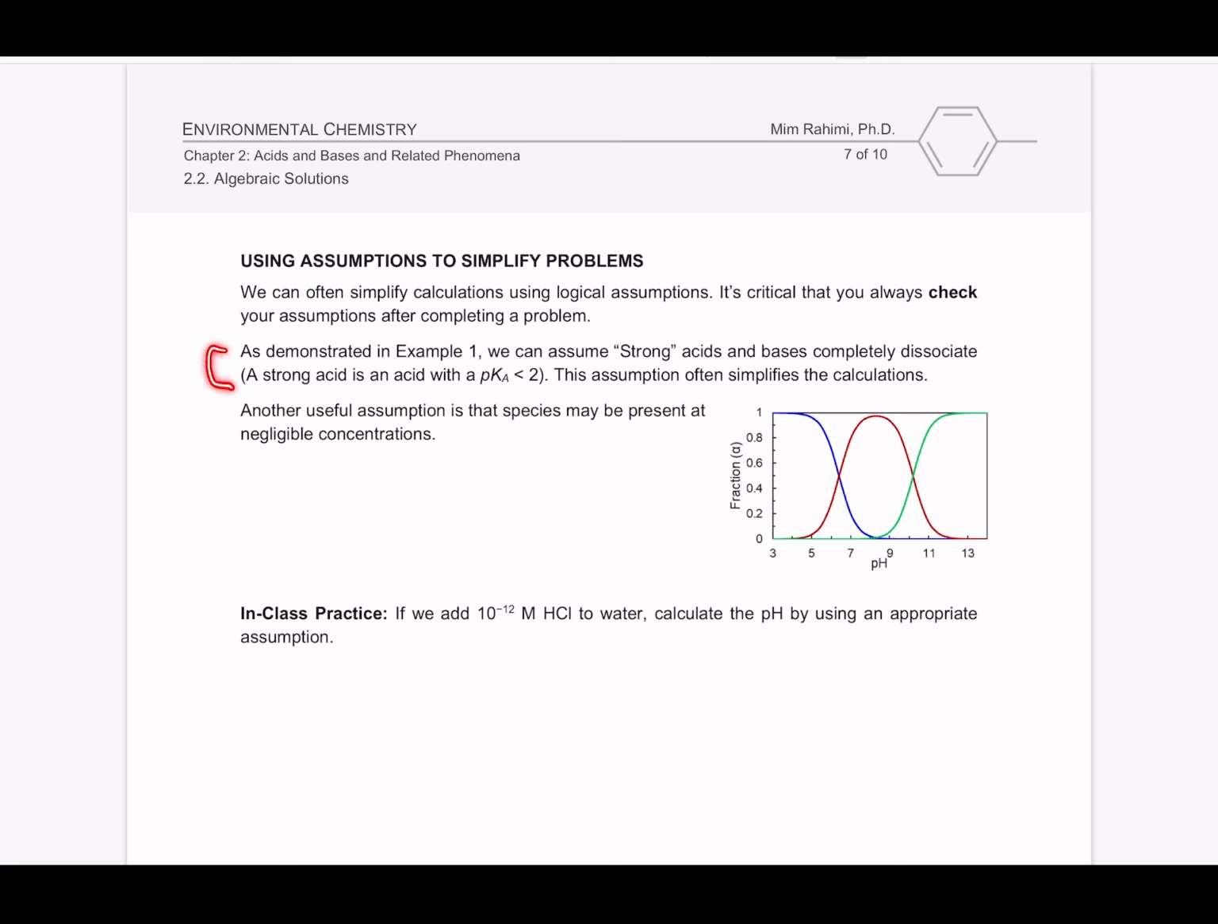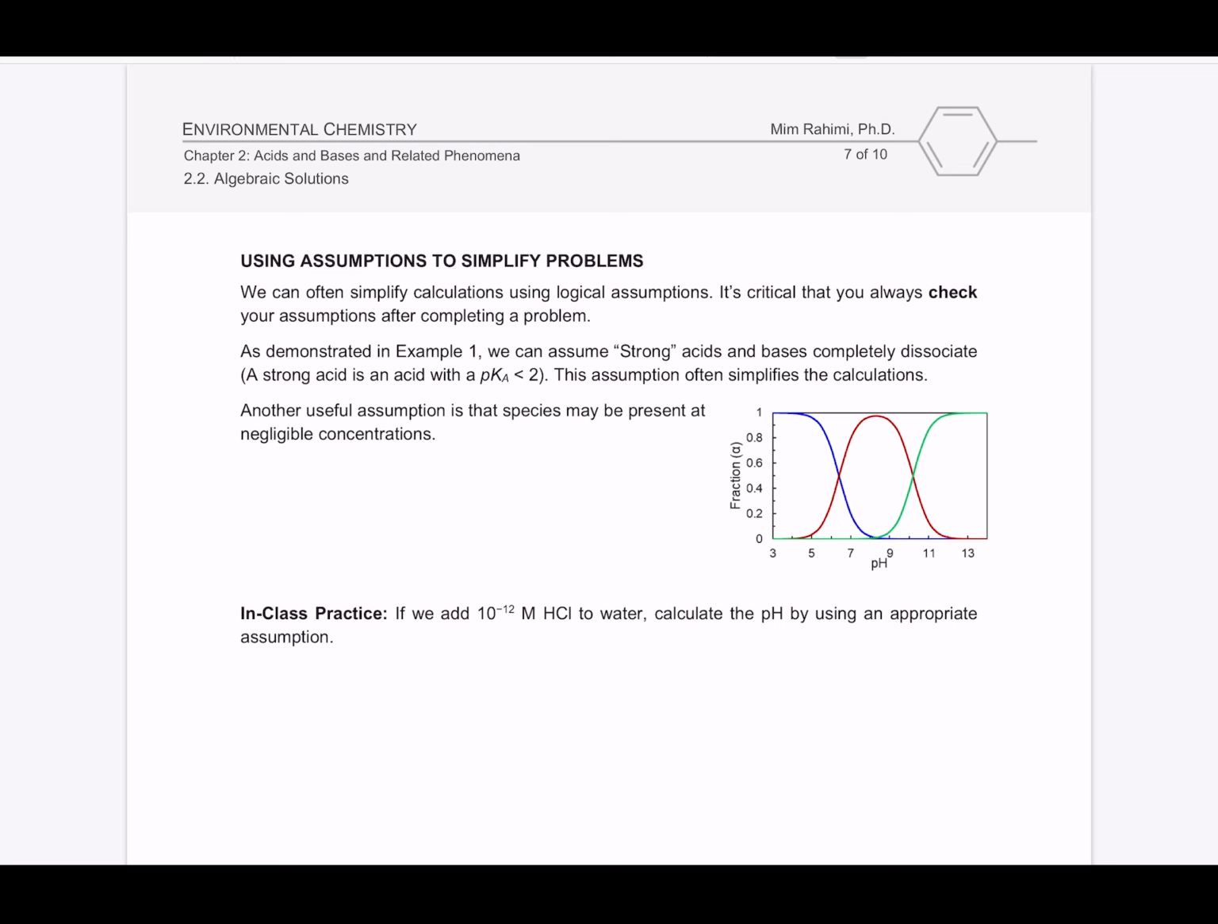So we can generalize what we observed in example 1: whenever we use a strong acid or base, it completely dissociates. So that's a very good simplification. In that case, we're jumping from the equilibrium and sometimes the mass balance equation directly to the charge balance itself. The other useful assumption that we see later for a more complex system is the fact that sometimes the concentration of some species is negligible. So we can assume it is zero.